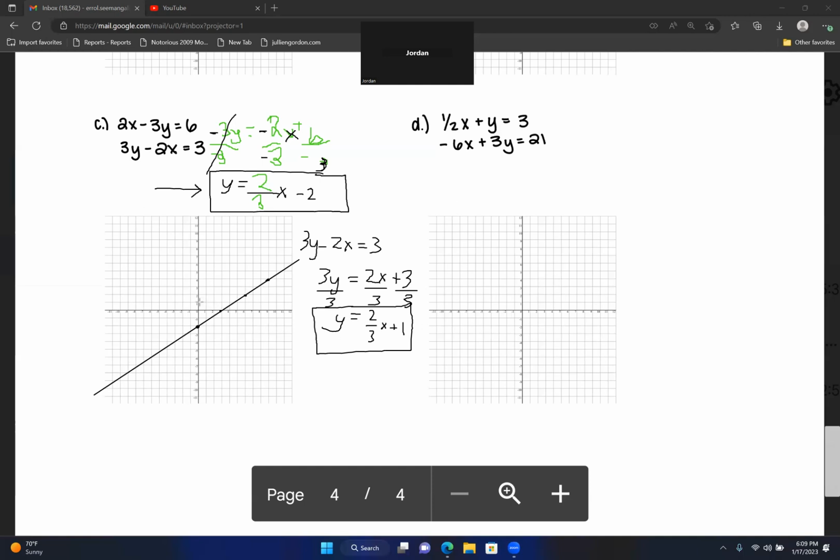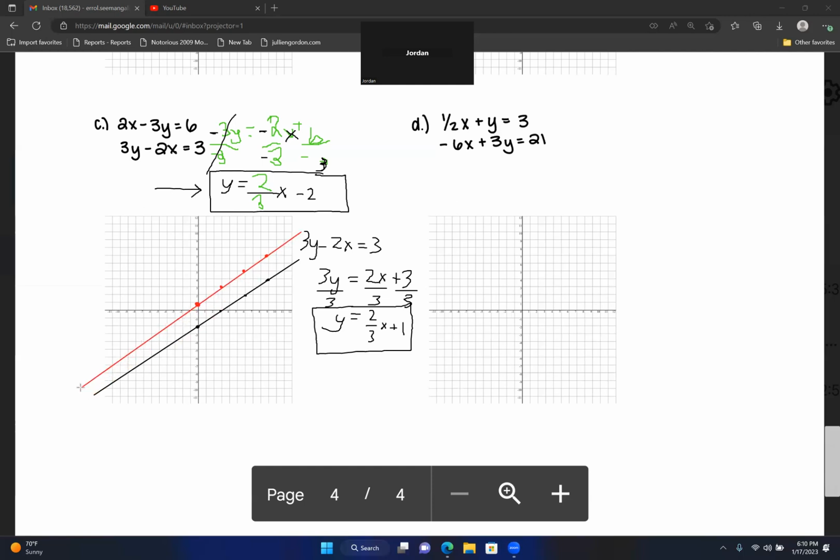Where's the second dot? Rise 2, run 3. Rise 2, 1, 2, run 3, 1, 2, 3. Was it 1, 2, then 1, 2, 3? Okay, so connect those dots.